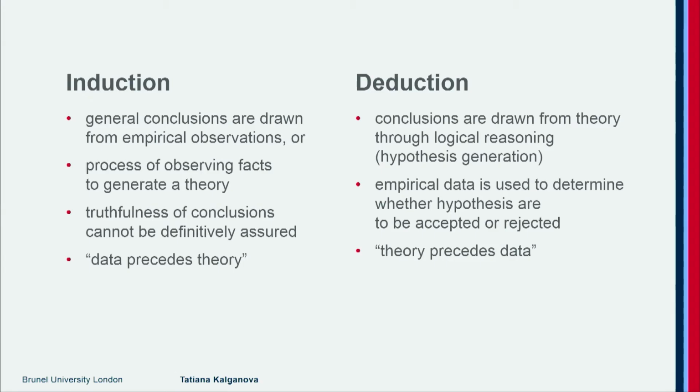In terms of deduction, our conclusions are drawn from theory through logical reasoning, hypothesis generation. Empirical data are used to determine whether our hypotheses and theories are rejected or accepted. In the deduction process, theory precedes the data. What are the main differences between induction and deduction? In induction, data precedes the theory. In deduction, theory precedes the data.